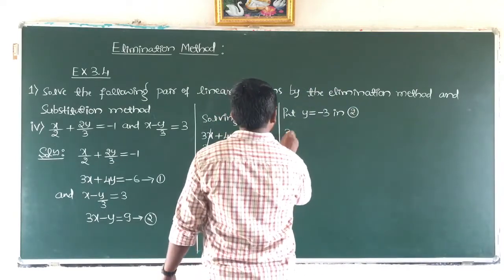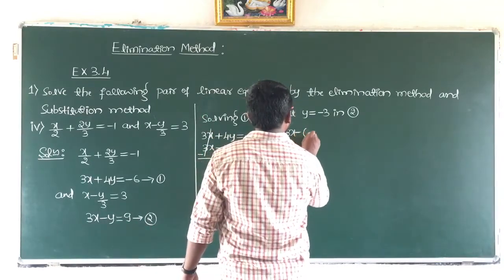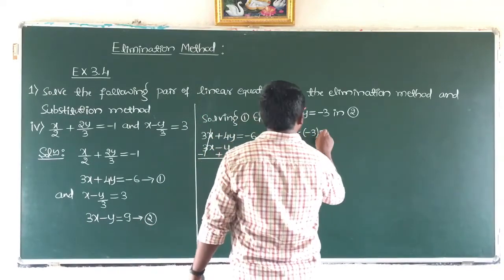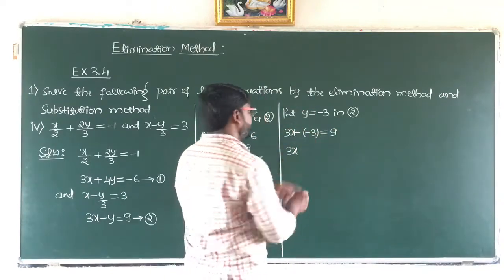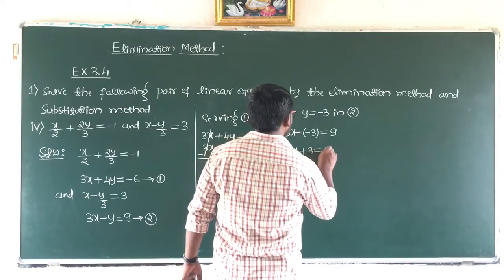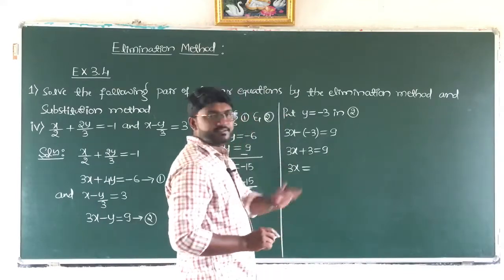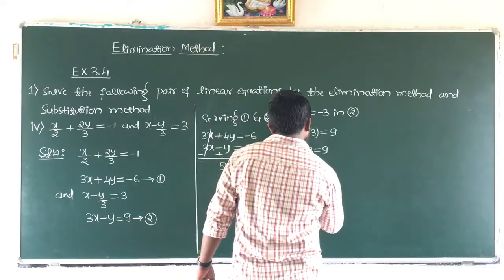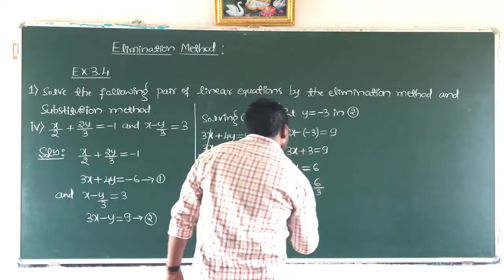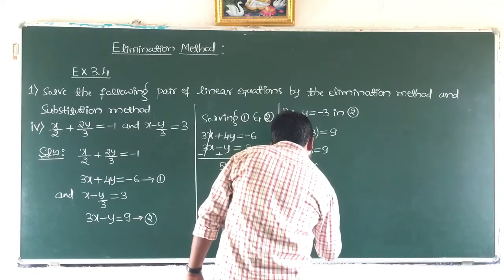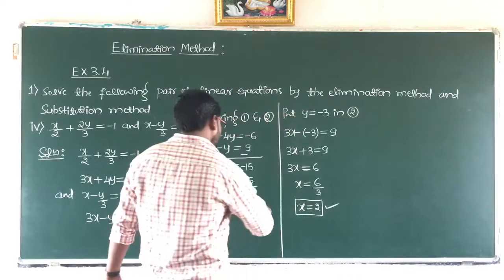So 3x minus y, which is minus 3 now. So 3x minus minus 3 equals 9. Then 3x, minus into minus is plus 3, equals 9. 3x equals, take 3 to the RHS, it becomes minus 3. 9 minus 3 is 6. Now x equals 6 divided by 3, x equals 2. So we have got the value of x and the value of y.